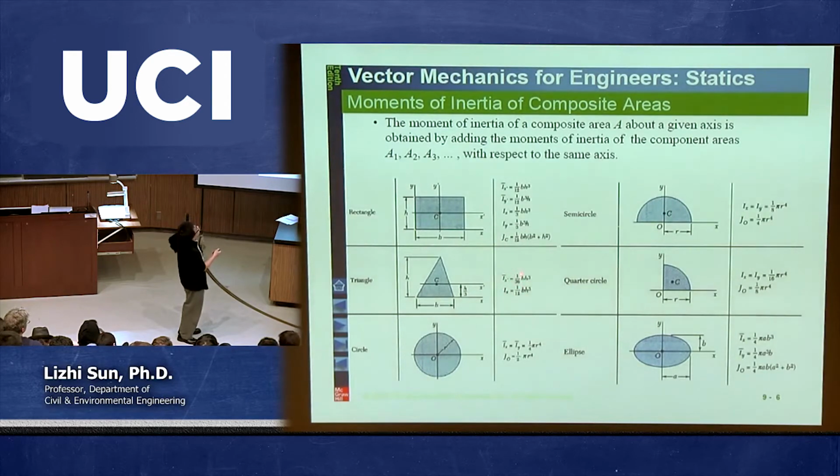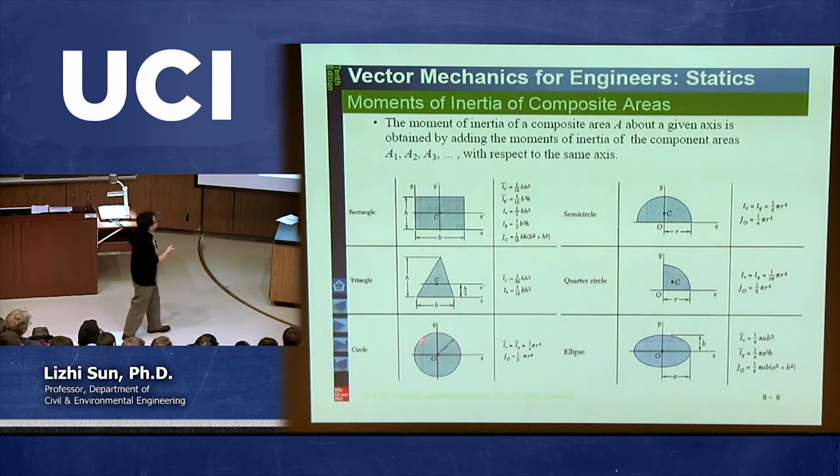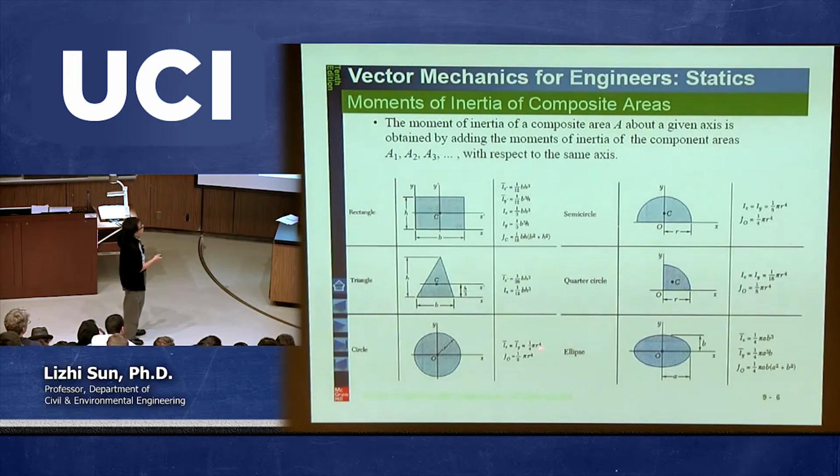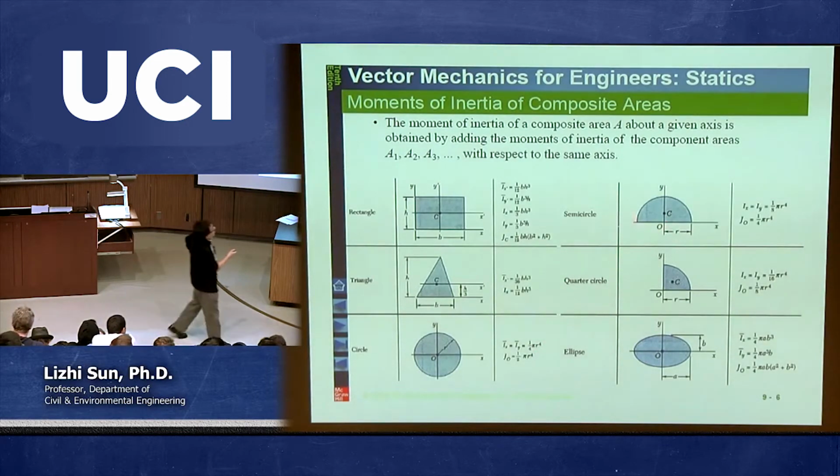As you can see, that's 1 over 36. If you have a circle, Ix and Iy, talking about both axes passing through the centroid, the geometric center, that is 1 over 4 pi r to the 4th power. Okay? And we have a half circle.